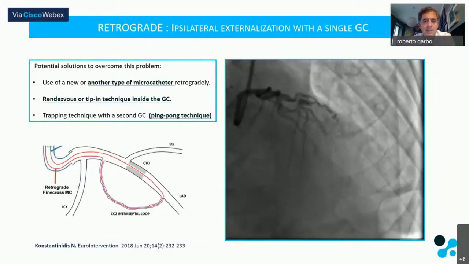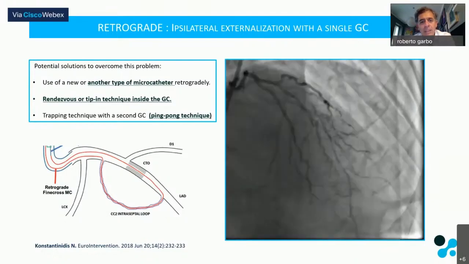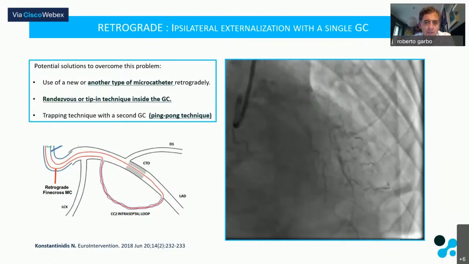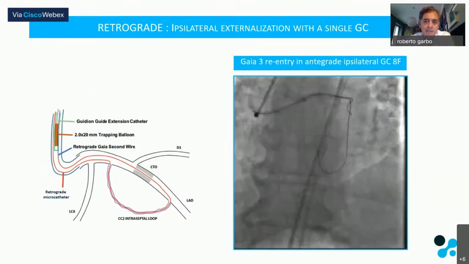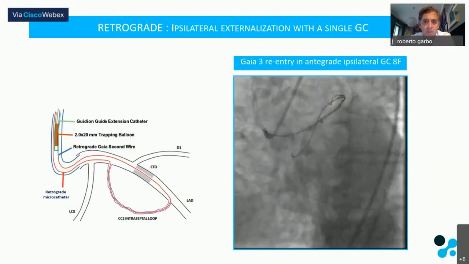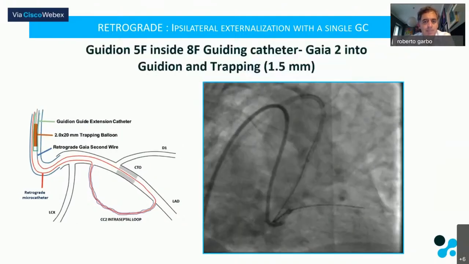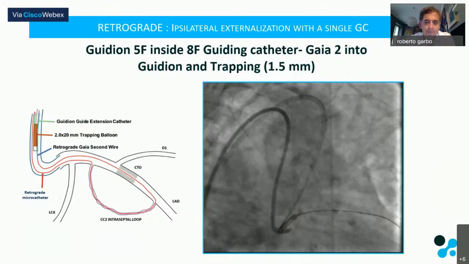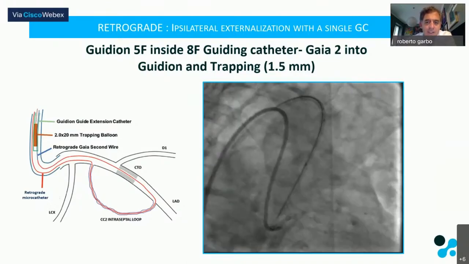The last important point is the use, in ipsilateral retrograde, of the Guideliner 5 French. You need to have an 8 French guiding catheter. When you have a retrograde ipsilateral, like in this case, with re-entry in the antegrade guide, you can use a ping-pong technique, or you can use this single guiding catheter, but you cannot have a trapping balloon in your guiding catheter, because if you trap, you also trap your microcatheter. So in this situation, one possible alternative is the Guideliner 5 French inside the 8 French guiding catheter, and the retrograde wire goes inside the Guideliner.